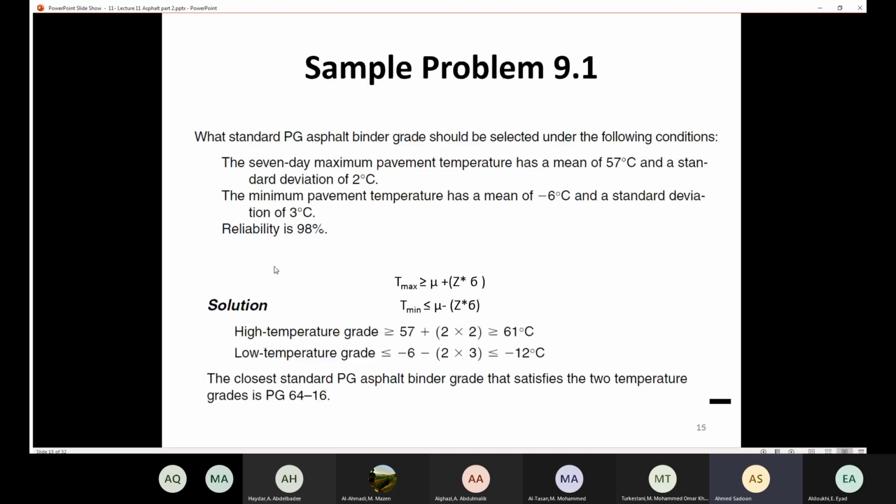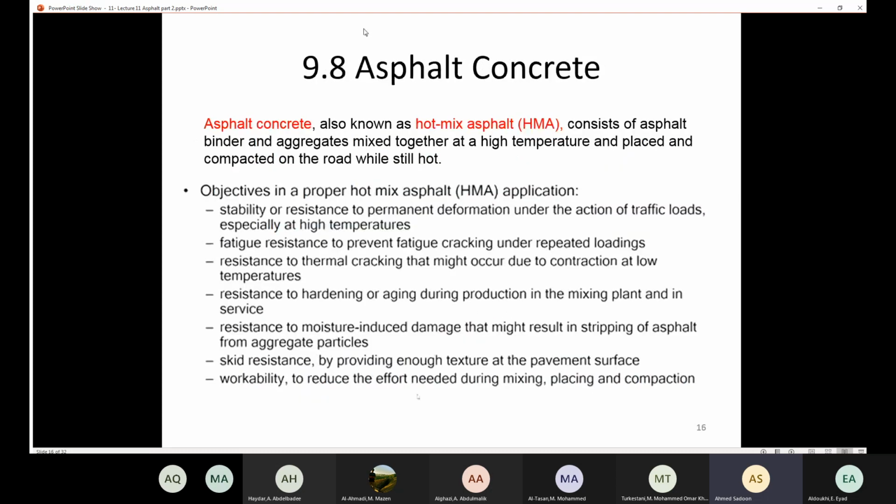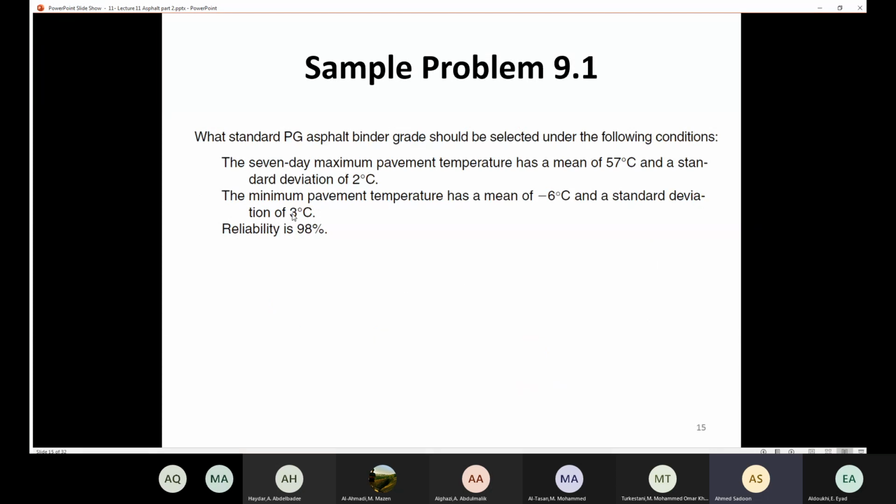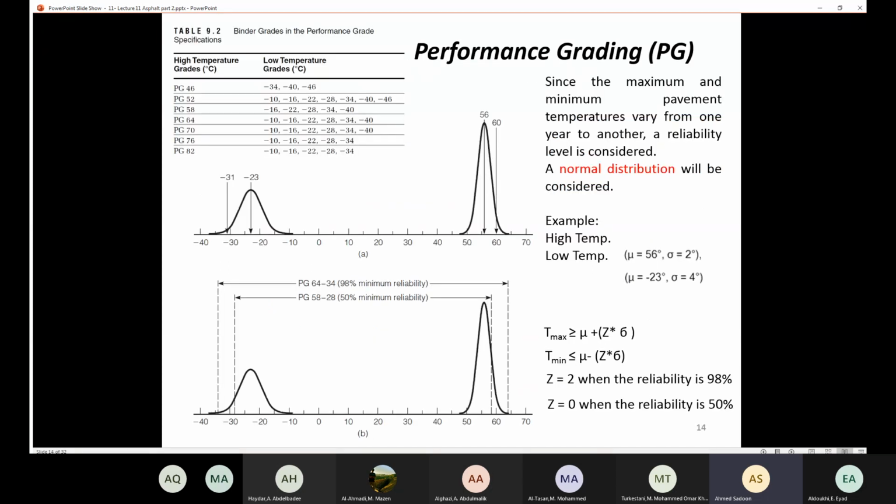Okay. So before I talk about the asphalt concrete, do you have any questions regarding how to solve or how to choose a suitable PG asphalt? Okay. If you don't have any questions, I'm going to continue.